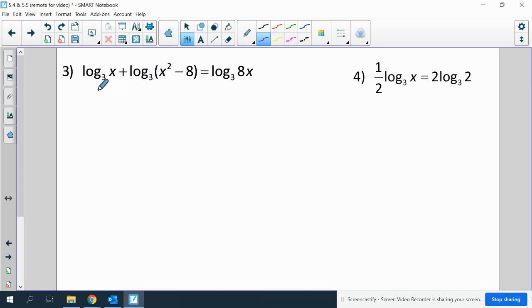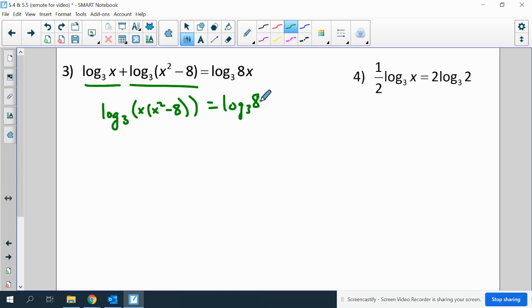Number 3, I'm going to use some properties of logs. A property of logs that we're going to talk about is condensing. So if I have this plus sign here, what I can do is I can condense these logs to be log base 3 of x times x squared minus 8. And that equals log base 3 of 8x. So now log base 3 of x cubed minus 8x equals log base 3 of 8x.